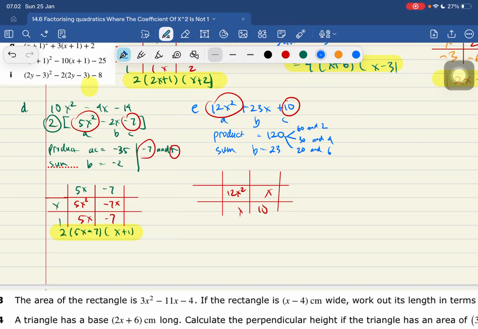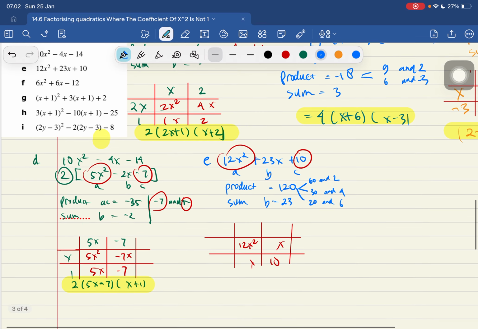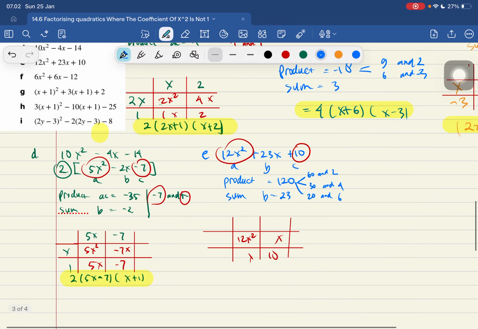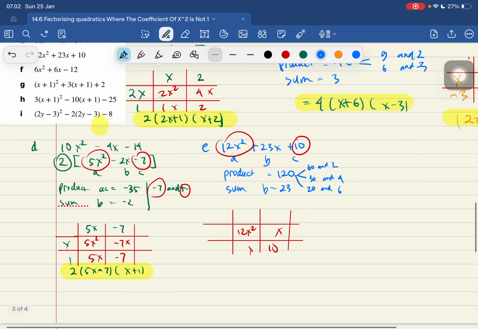20 times 6. Now the sum is not going to be 23. We have to find the sum. 12 times 10. The sum is not 20. So there it is. We got 15 and 8. Okay, so we can just put it here, 15 and 8.